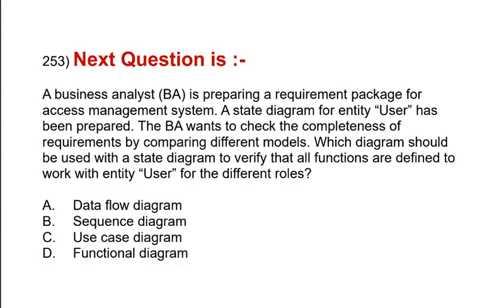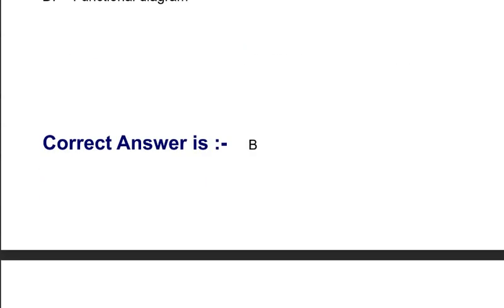Question is, a business analyst BA is preparing a requirement package for access management system. A state diagram for entity user has been prepared. The BA wants to check the completeness of requirements by comparing different models. Which diagram should be used with a state diagram to verify that all functions are defined to work with entity user for the different roles? Option A, data flow diagram. Option B, sequence diagram. Option C, use case diagram. Option D, functional diagram. Correct answer is option B.